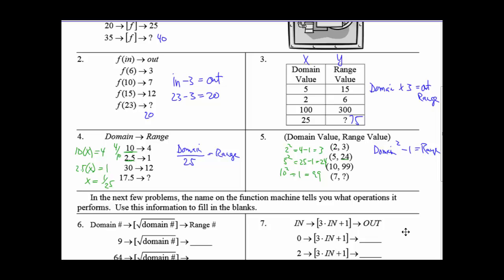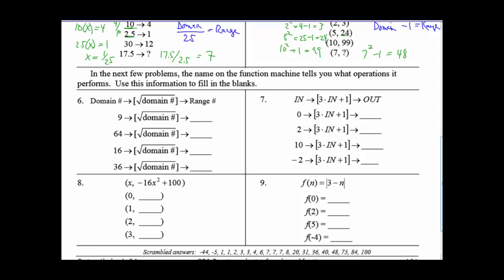So when we plug in 7, we're going to go 7 squared minus 1. Your answer should have been 48. Okay. Jump back over to 4. If we are dividing by 2.5, we're going to take 17.5. So 17.5 divided by 2.5 should give us an answer of 7.